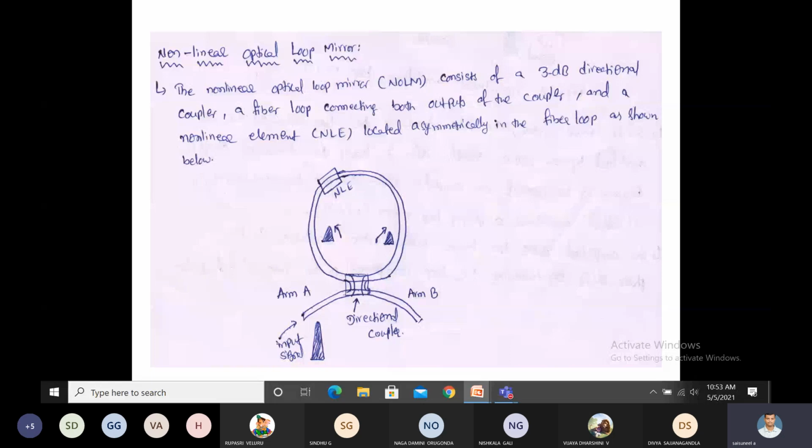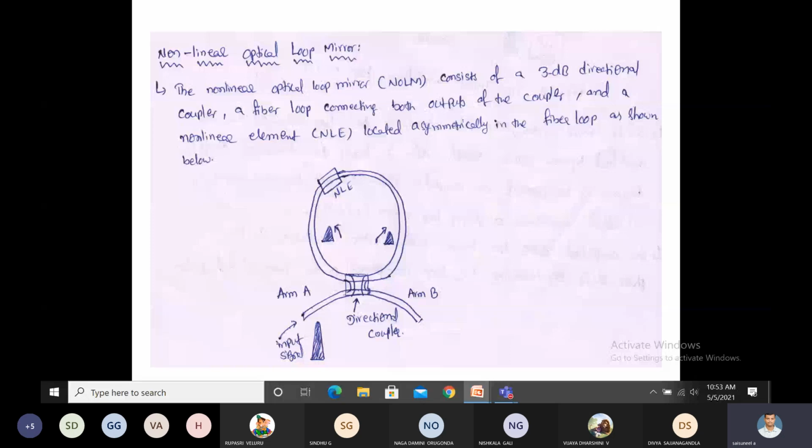See this one. This is port 1, which we are giving input signal. Another port is the output. The remaining 2 ports are connected to this optical loop. Now we are assuming that we are giving input at arm A of the 3 dB directional coupler.